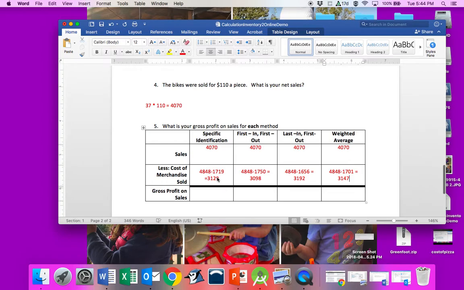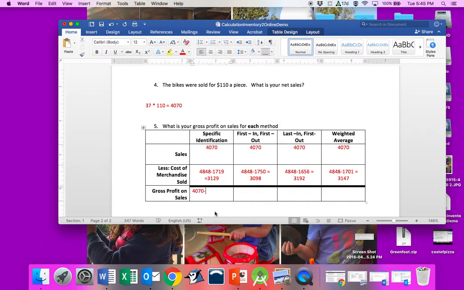We are saying these amounts right here, again, of the merchandise that we sold, that's out of our shop, that's how much it cost us. This is how much we made. So now we need to subtract each one of these amounts from 4070 to get our gross profit on sales. I'm going to highlight here and turn these all red.